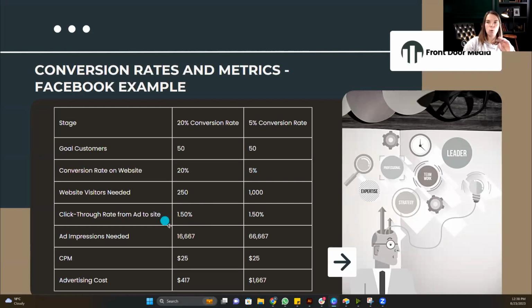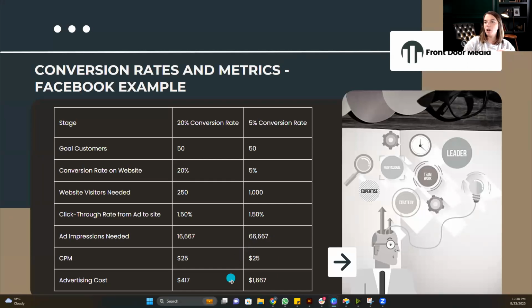We're going to assume that 1.5% of them do that, which is about average, depending on the industry. Then that's going to change the number of ad impressions that we need. So how many people need to see our ad? In the one example with 20%, we need about 16,000 people to see our ad. In the other one, we need 66,000 people to see our ad.